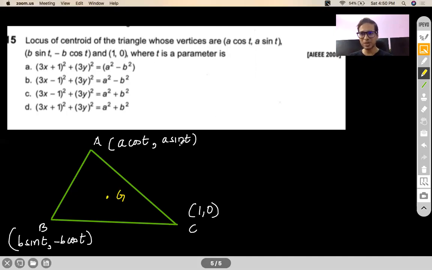Okay, so I would like you to attempt this question first. Remember the healthy practice: we always call the point which is changing h comma k. Don't start calling it x comma y in the beginning itself, even though in this case it will not hurt you. But let's stick to our healthy practice.